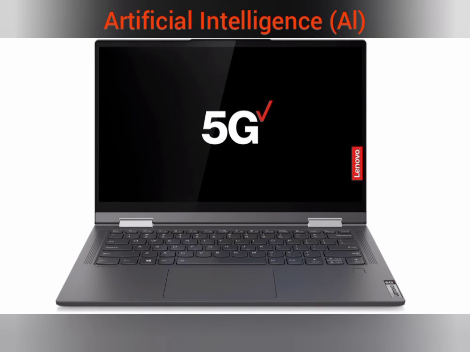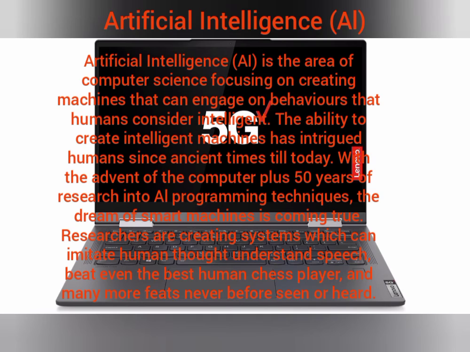Artificial intelligence, AI. Artificial intelligence, AI, is the area of computer science focusing on creating machines that can engage in behaviors that humans consider intelligent. The ability to create intelligent machines has intrigued humans since ancient times till today. With the advent of the computer plus 50 years of research into AI programming techniques, the dream of smart machines is coming true. Researchers are creating systems which can imitate human thought, understand speech, beat even the best human chess player, and many more feats never before seen or heard.